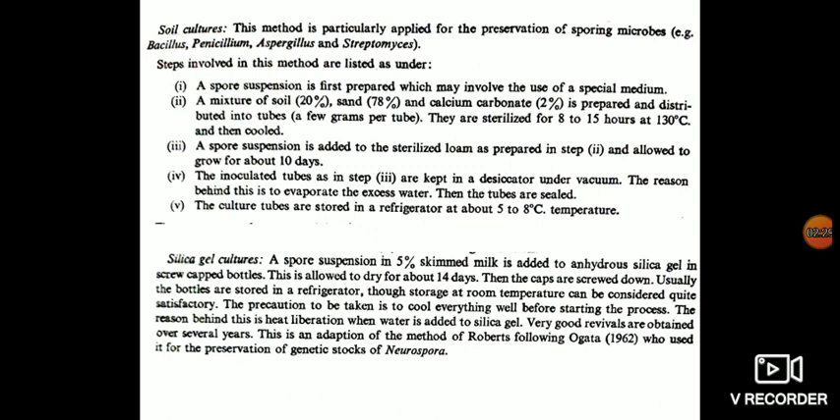This mixture of soil, sand, and calcium carbonate in the approximate ratio should be put in sterile tubes, sterilized for 8 to 15 hours at 130 Celsius, and then cooled. A spore suspension is added to the sterilized loam prepared in the previous step and allowed to grow for about 10 days. So the spore suspension of the fungi should be prepared, poured, and mixed into the sterilized soil, sand, and calcium carbonate preparation.